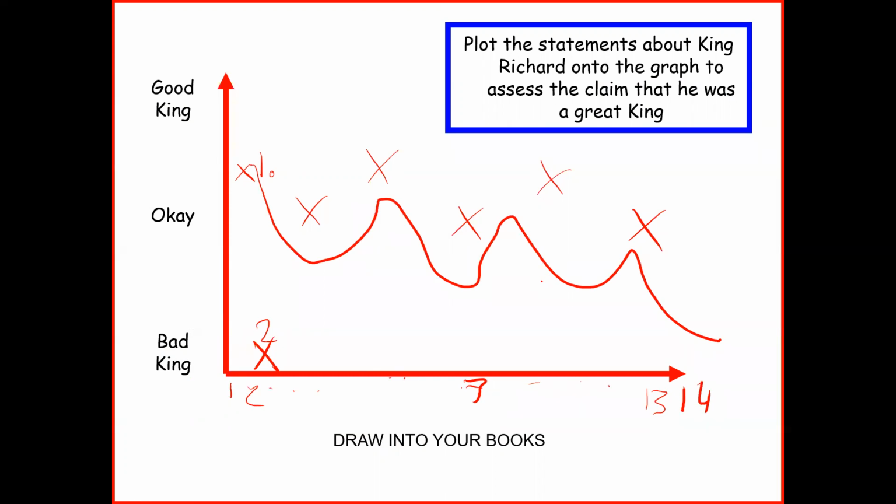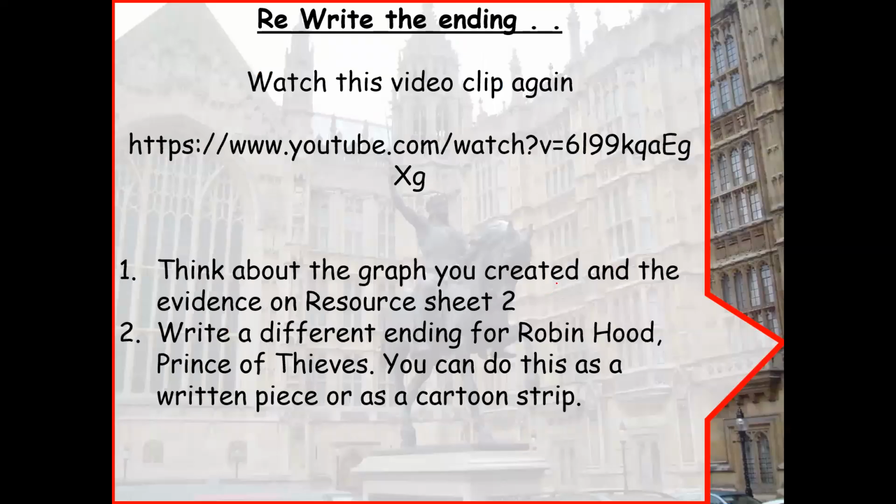Okay. So once you have completed this, hopefully you'll have some kind of an assessed understanding of the kind of person that Richard was. Your final task for today's session is to go back to the Robin Hood clip and watch it again. Okay. And then think about, was he a good king or not? What kind of a king was he? So think about the graph that you created, using the resource sheet too. And I want you to have a go at creating a different ending for Robin Hood.